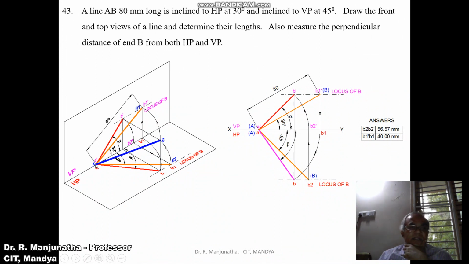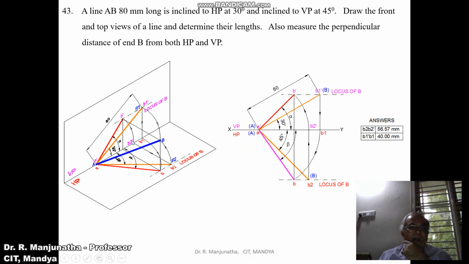Similarly, we now consider the true length in the horizontal plane, that is the top view. We know that this line is in true length because it has been given in the problem, so its corresponding front view has to be in true length. That means when you look from the front view, A dash is on HP, so B2 should also be on HP. So you get A dash B2 dash, which is parallel to the XY line.